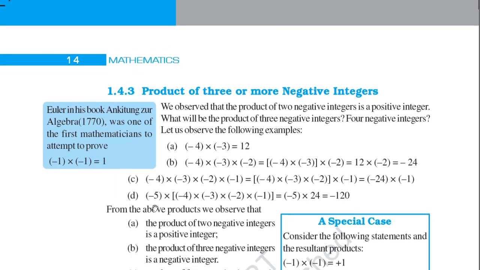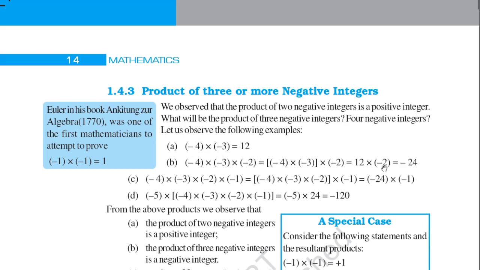We observed that the product of two negative integers is positive, but what will be the product of three negative integers? Or 4 negative integers? We can observe the following example. You can see negative negative will become positive. Here are 2. When there are 3, then it will become negative. The 2 will become positive, but one more negative is there, so it will become negative.